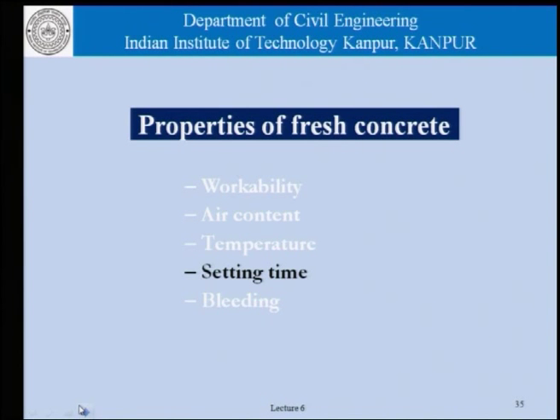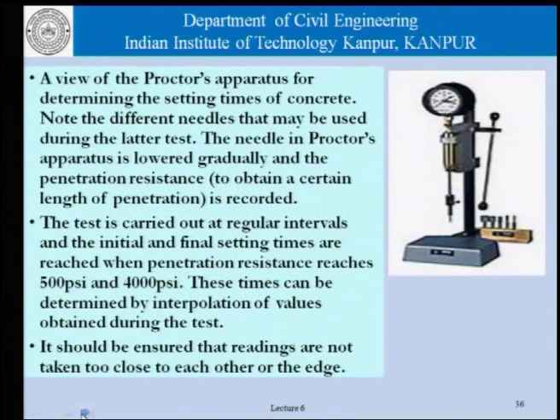Now, coming to setting time. Concrete sets over time as a result of the formation of more and more hydration products during hydration. Now, we are familiar with the setting of cement, and we know the initial setting time and the final setting time of cement is a quality control parameter, and we have specifications which say that the cement should not have an initial setting time higher than something or lower than something. It should not have a final setting time which is higher than something or lower than something.